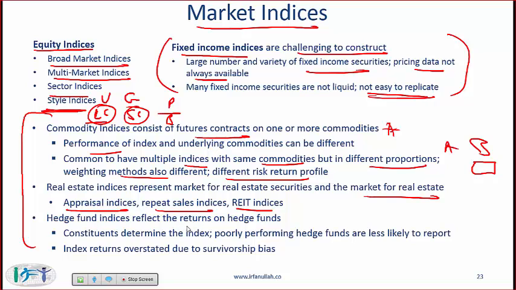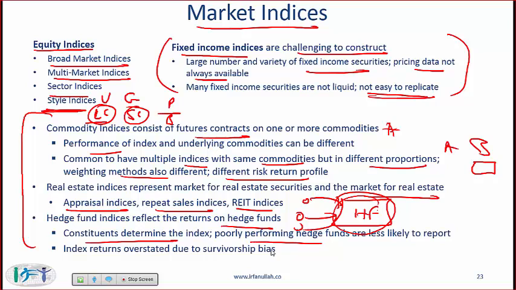Hedge fund indices reflect the returns on hedge funds. Constituents determine the index. This is an important point. When you have a hedge fund index, it is the different hedge funds that choose to give their data to this entity that is publishing the hedge fund returns. So poorly performing hedge funds are less likely to report. For this reason, index returns are overstated due to survivorship bias, and actually the risk will be understated.